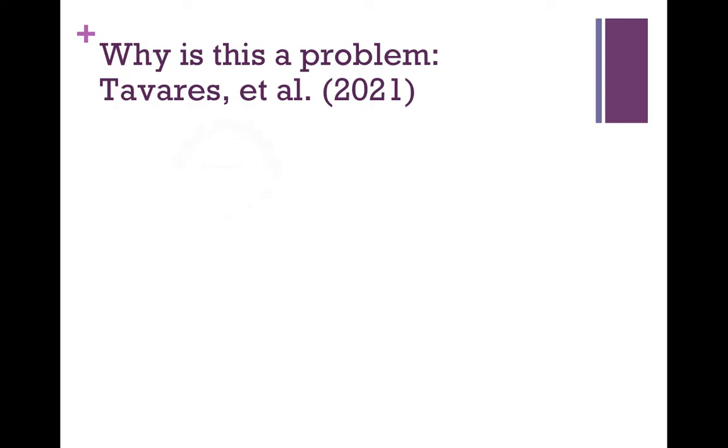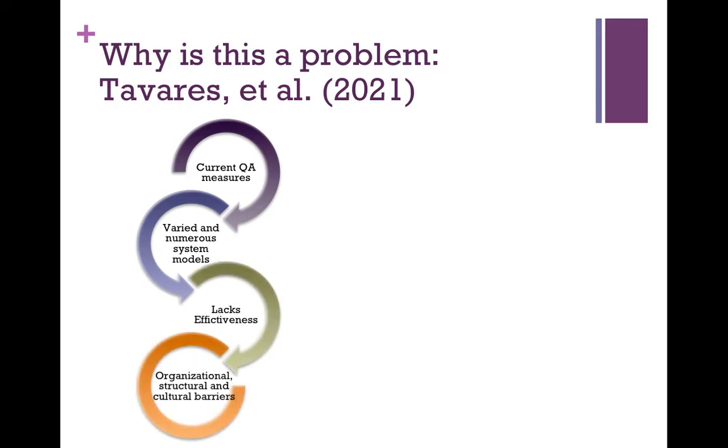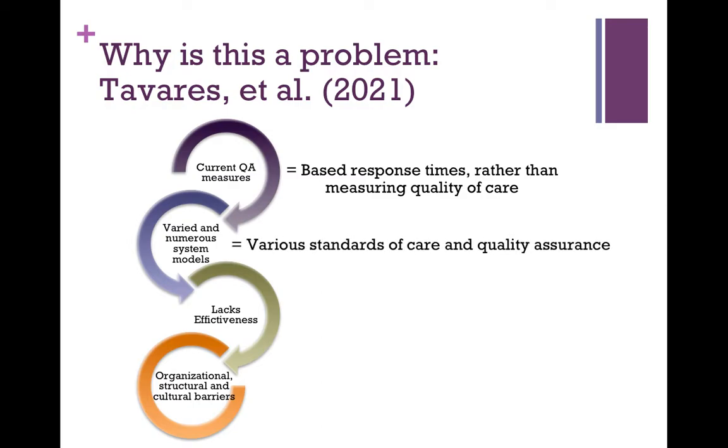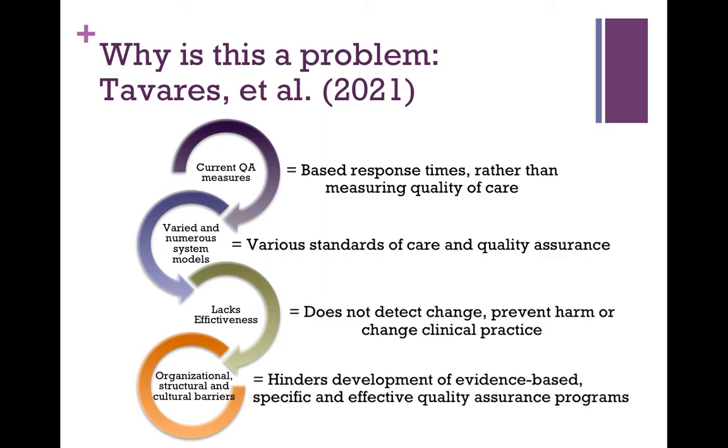Tavares et al. identify these thematic issues in quality improvement in paramedicine. Current QA measures are based on mostly response times or metrics that do not reflect the quality of care. The varied and numerous system models means that there are various standards of care, as well as various quality assurance models. There's a lack of efficacy in these models in detecting change, preventing harm, or altering paramedic clinical practice. And finally, organizational, structural, and cultural barriers hinder development of evidence-based, specific, and effective quality assurance programs.